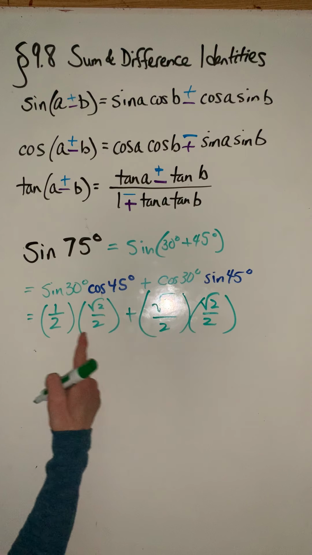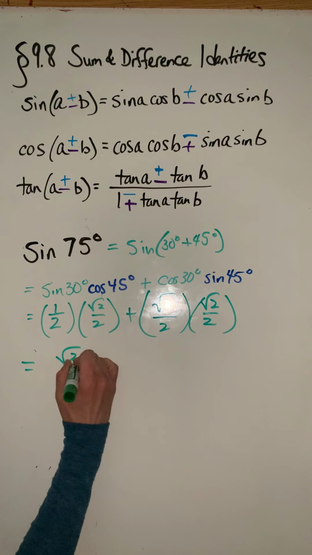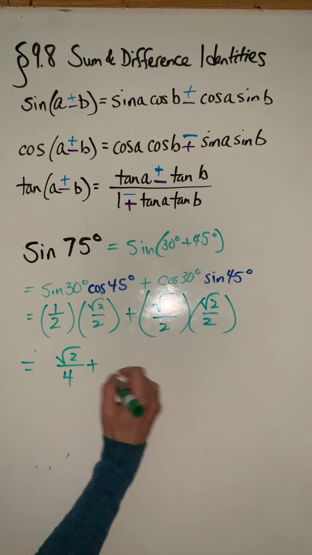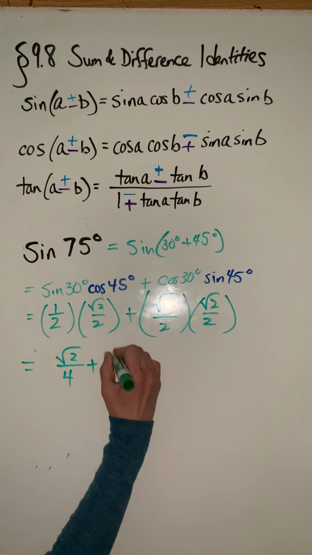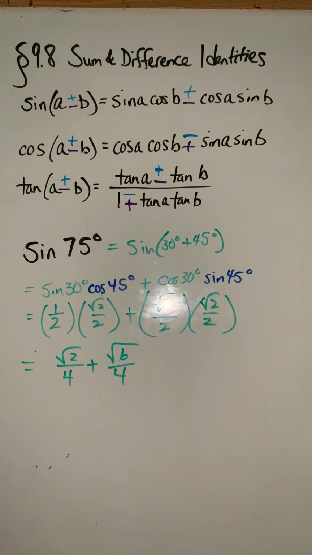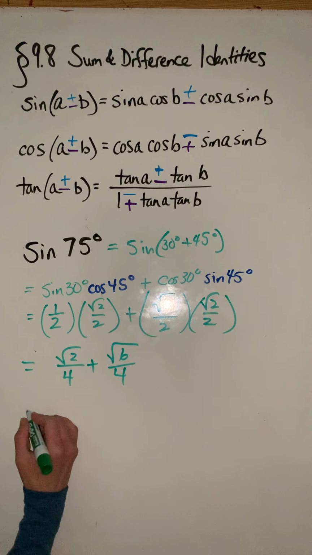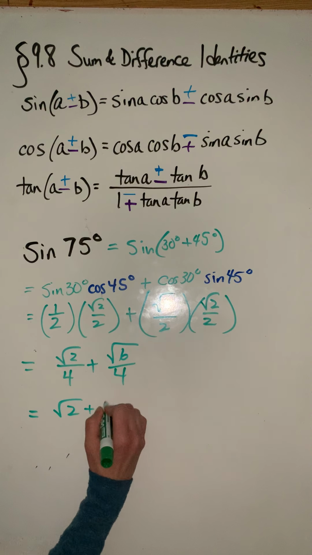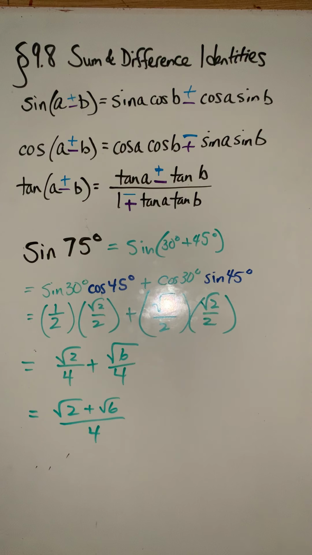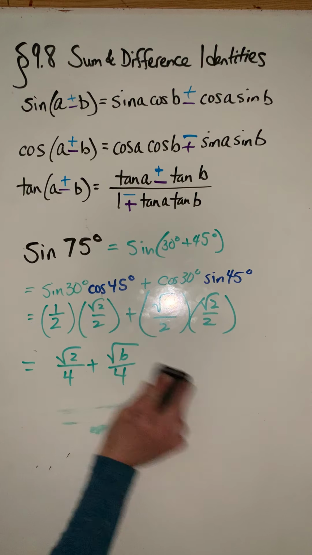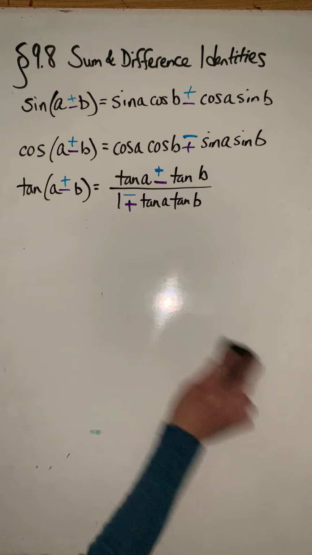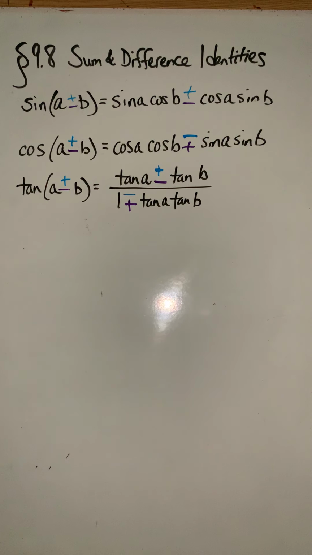So now if I multiply these two fractions together, I get root 2 over 4. If I multiply these two together, I get root 6 over 4. And since they have a common denominator, we could just combine those. So we get root 2 plus root 6 all over 4. Awesome. Not so bad, right? Okay, let's try one more, and then we'll see what else we can use these identities to do.